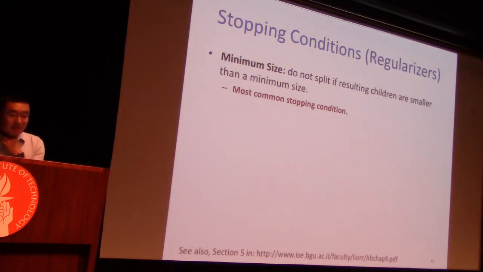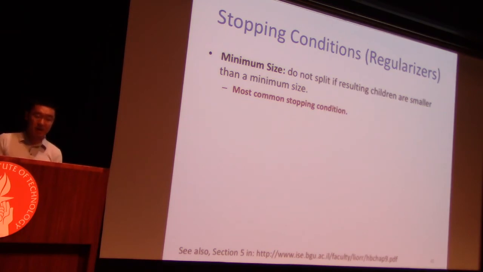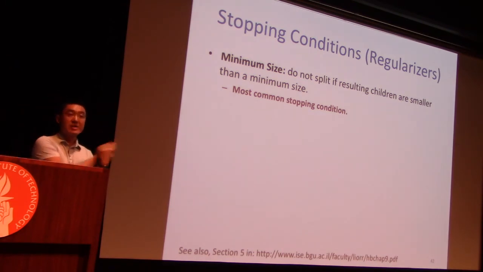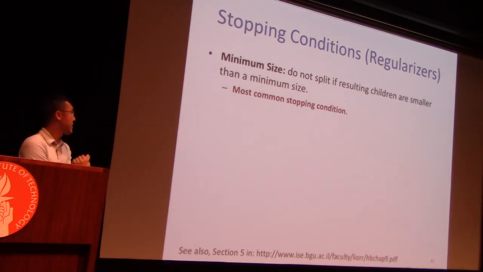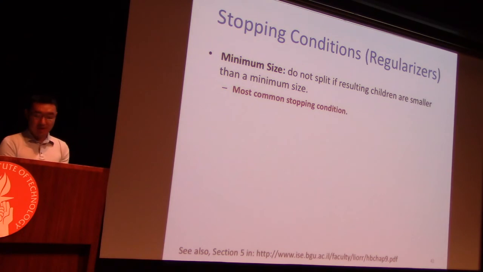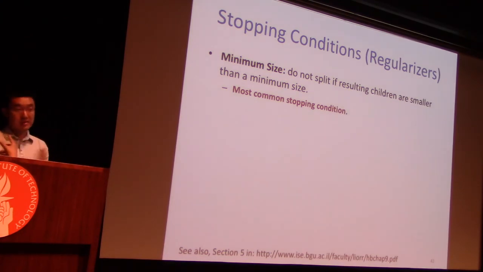So there's a few stopping conditions. One is minimum size. Do not split the decision tree for any current leaf node if it causes a partition of a subsequent leaf node to be smaller than its minimum size. This is one of the most popular stopping conditions. It's the one that I tend to use in practice.